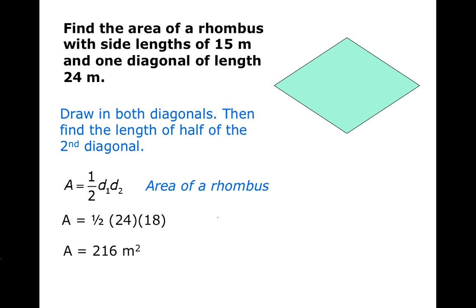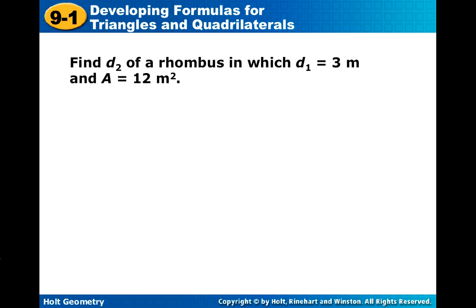Question on that one? No? Okay. One more rhombus, I think. Find the second diagonal of this rhombus. The first diagonal is 3 meters. The area is 12 square meters. What's the other diagonal?